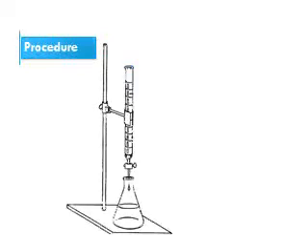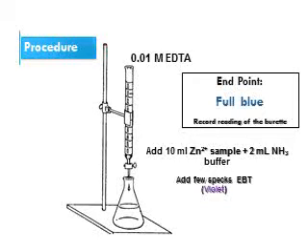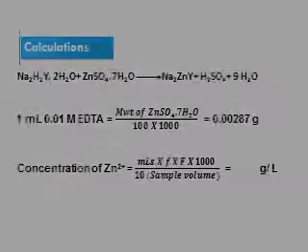What's the procedure? We will take 10 ml from the zinc sample, add 2 ml ammonia buffer, and add a few specks of EBT. The color will be violet. Few specks means a small amount, like when we add salt to our food. Then the endpoint would be full blue. Record the mLs from the burette and go to the calculation.